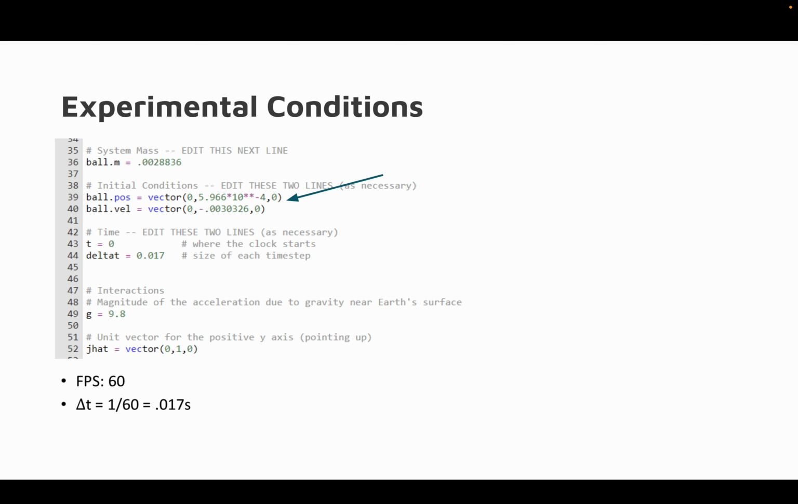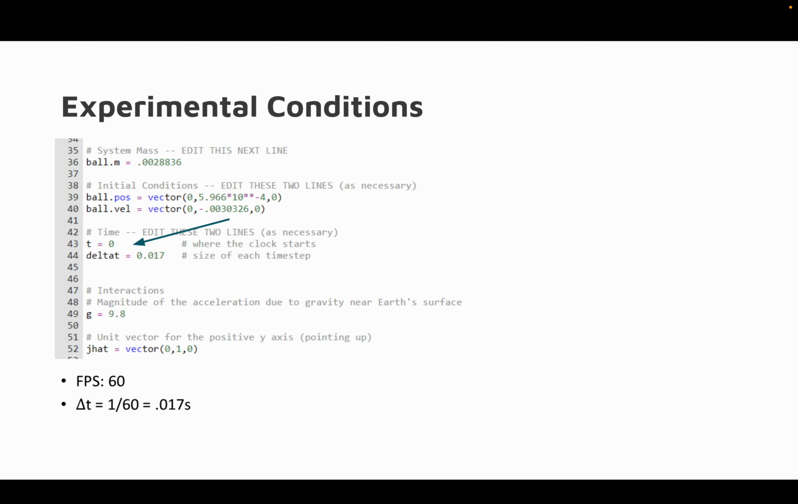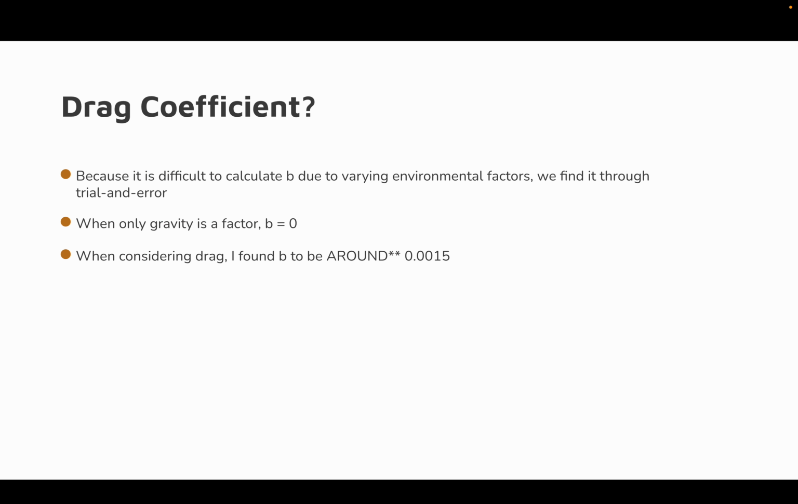Calculating the drag coefficient B analytically is really difficult because there are a lot of environmental factors. So we had to use a trial and error approach, and we found that B equaled around 0.005.